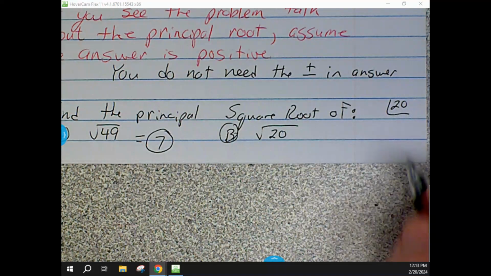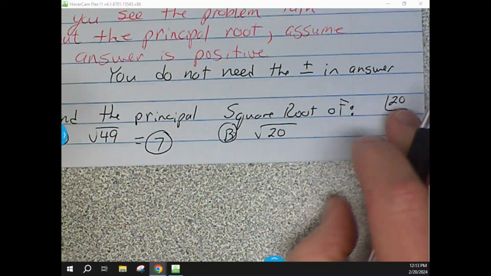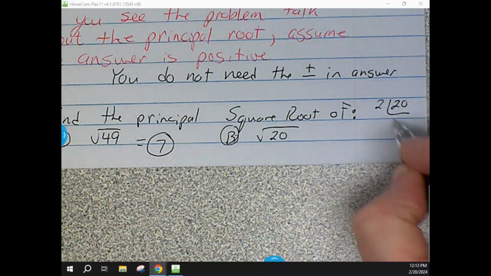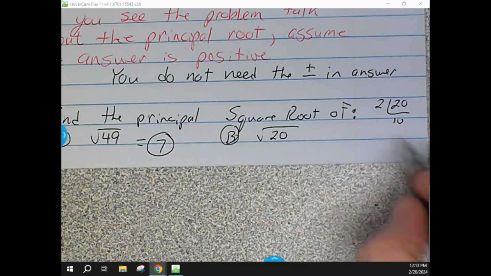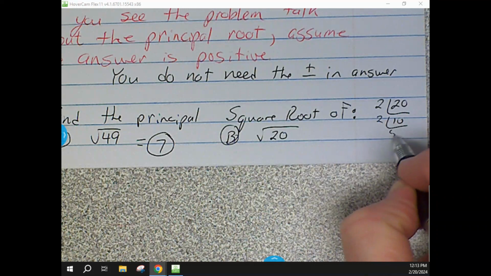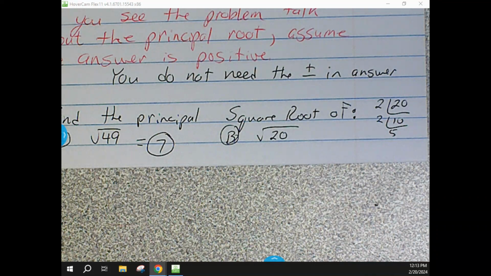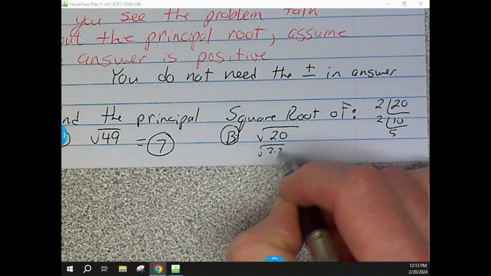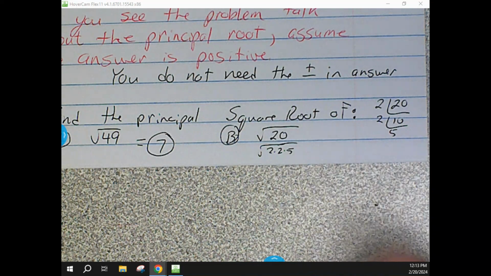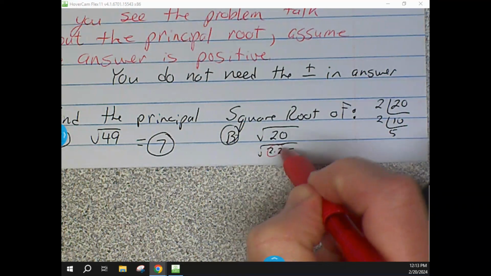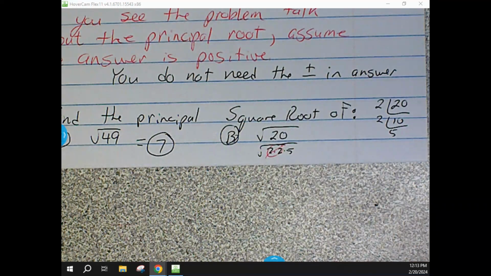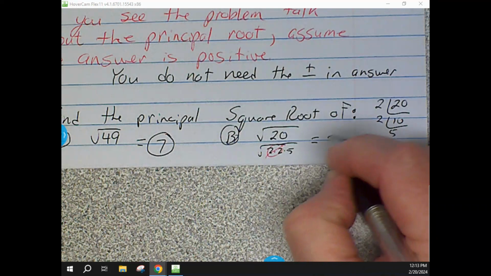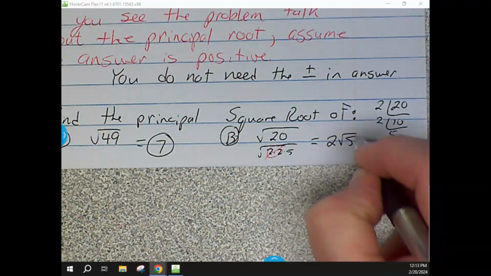Okay, so breaking down 20. Again, if we go with the stack method here, it would be 2 times 10. 10 is still even, so we can divide it by 2 to make it 2 times 5. So if we take 20 and break it down like we were doing the other day, it's 2 times 2 times 5. Got a pair of 2s, so that 2 will get out. So the final answer for this one will be 2 square root of 5.